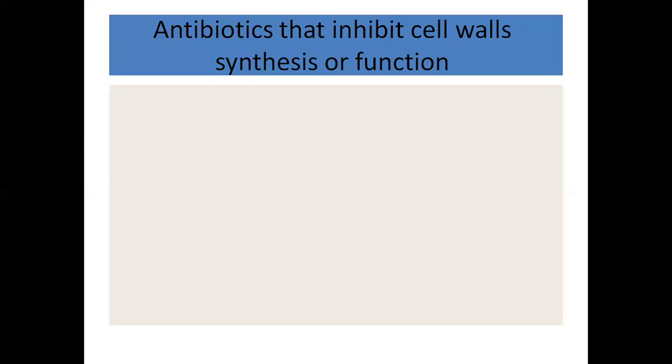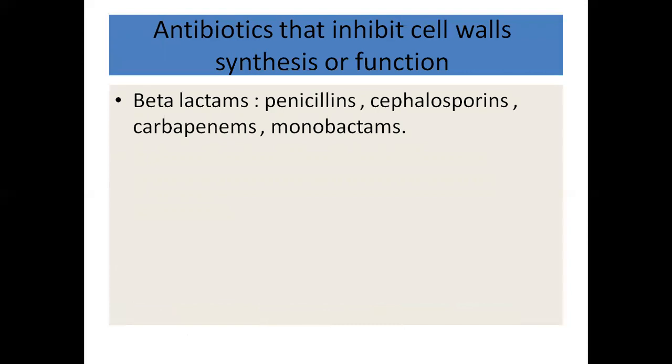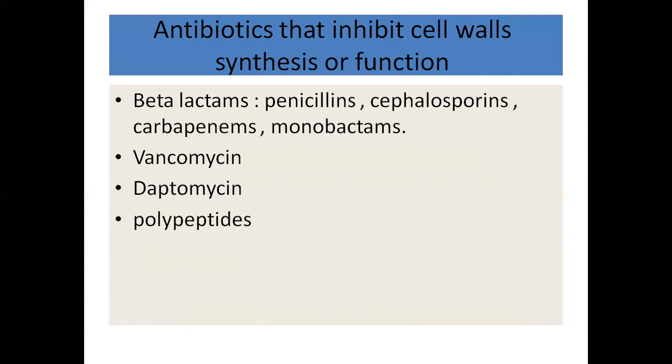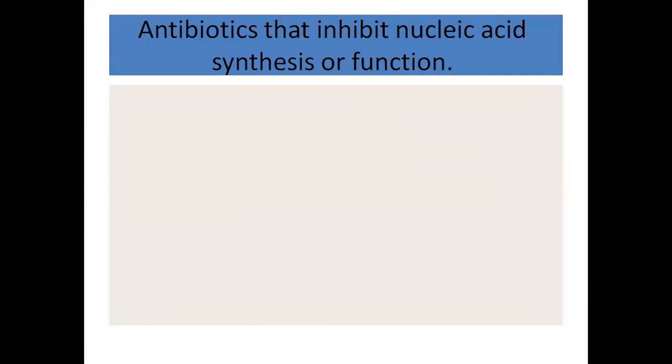Number one, antibiotics that inhibit cell wall synthesis or function are, first of all, the beta-lactam antibiotics. The most commonly used antibiotics in clinical practice include the penicillins, the cephalosporins, carbapenems, and monobactams, vancomycin, daptomycin, and polypeptides.